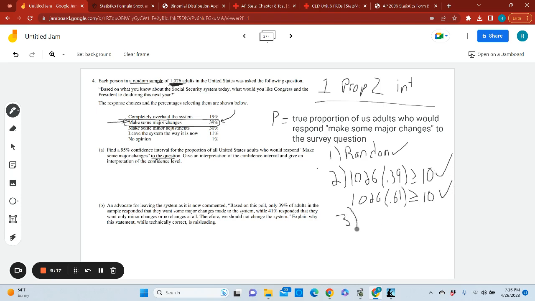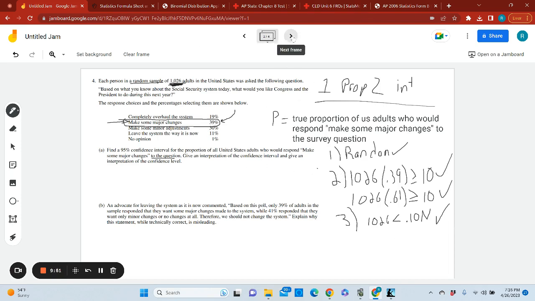And then my third condition needs to be that we need to make sure we sampled less than 10% of the population. So we're going to say that 1,026 U.S. adults is definitely less than 10% of the population of U.S. adults. Check, check, check. So we checked our conditions. We defined the parameter that we're trying to estimate. We stated our procedure.